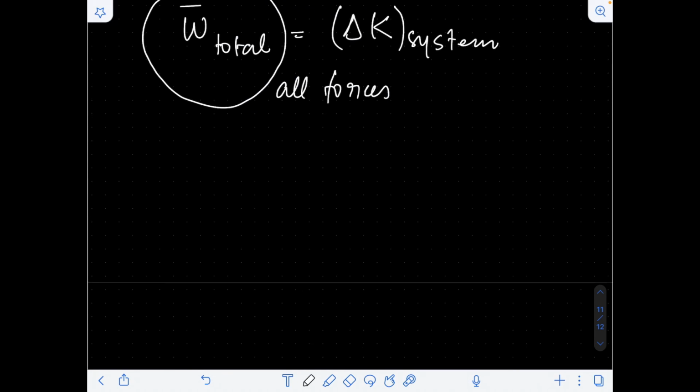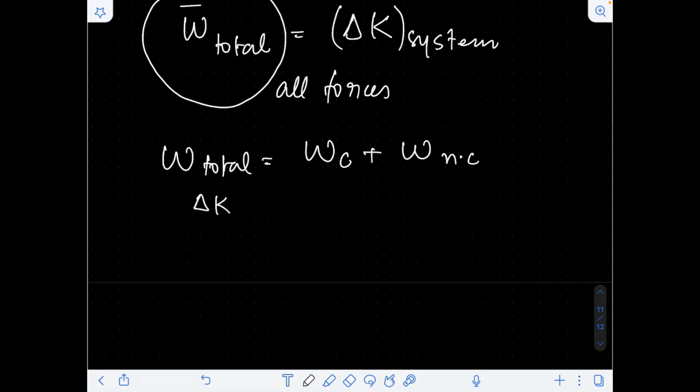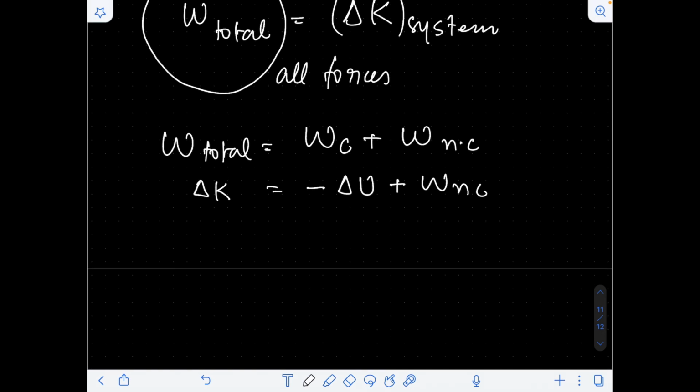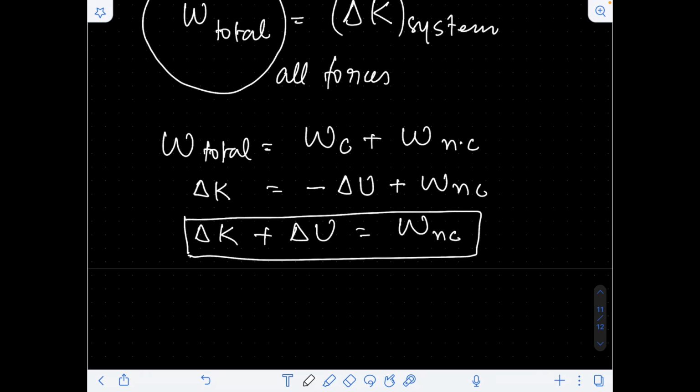So what it says, the total work done, it means work done by conservative forces plus work done by non-conservative forces, from the work energy theorem is equal to delta K. Work done by the conservative forces is nothing but the change in potential energy of the system, and from this mathematics we can calculate the work done by the non-conservative forces. So it comes out to be delta K plus delta U equals the work done by non-conservative forces. So this is the work done by the non-conservative forces.